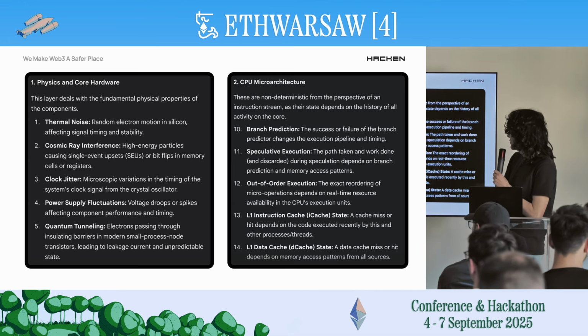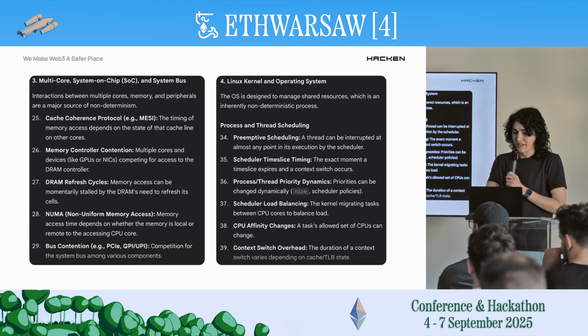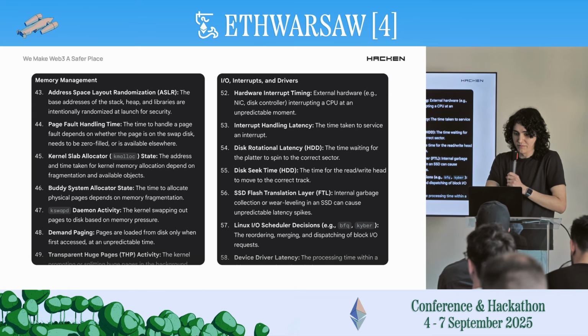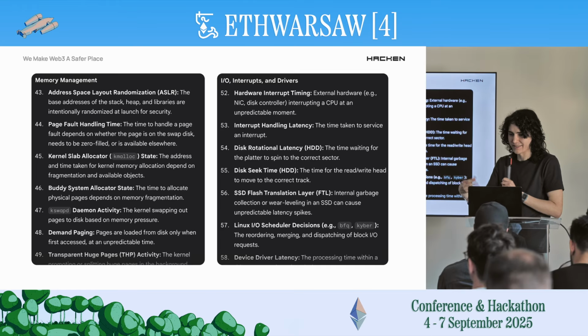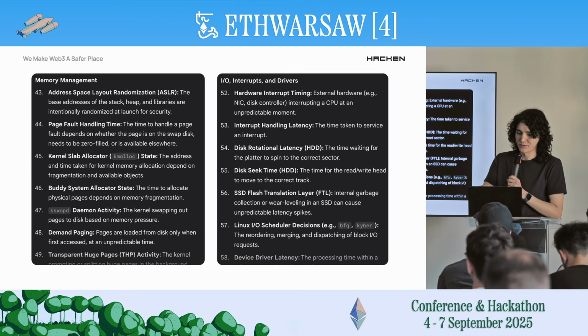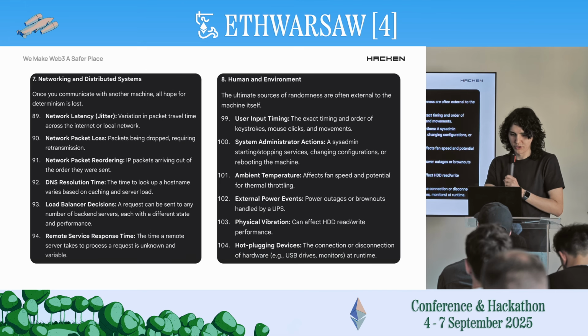So let me show you quickly how many sources of non-determinism there are. There are more than 200 sources of non-determinism. Basically everything you have in your computer, even if your disk has a different speed of reading data, this is a source of non-determinism, because on some computers it will be faster, on others slower. The results won't always be the same.